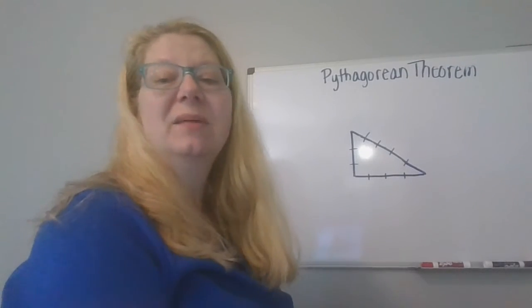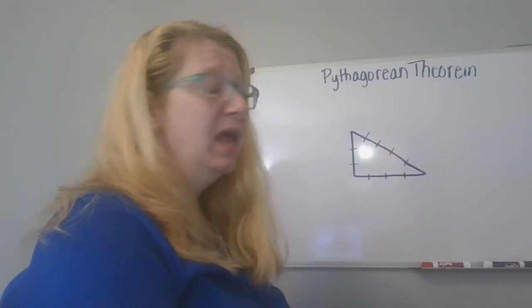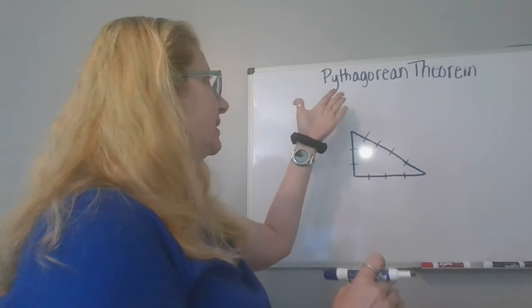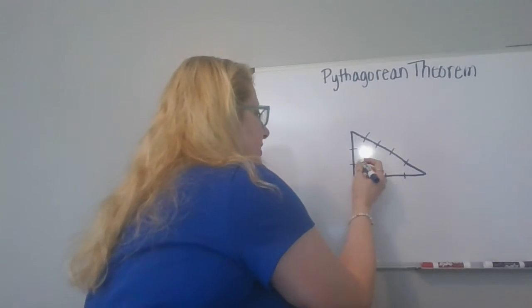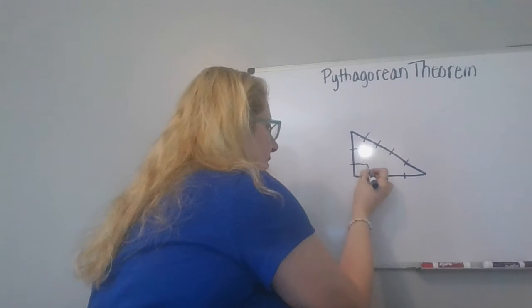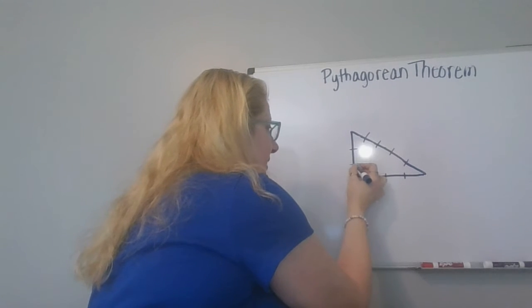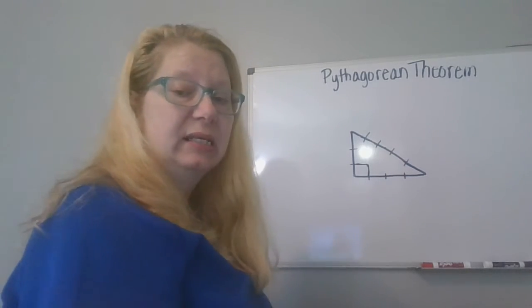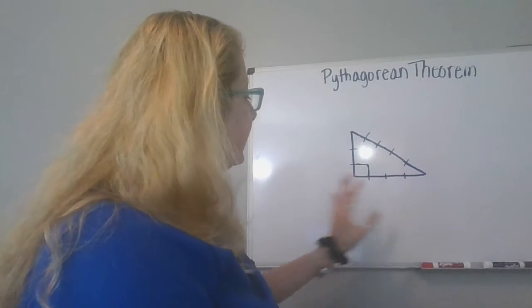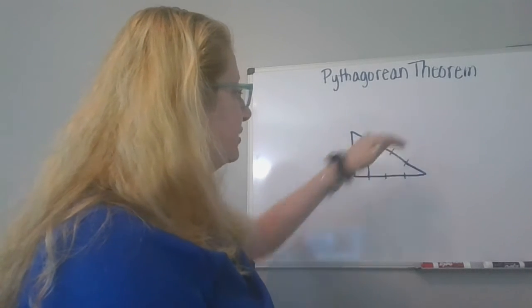Hello, today we're going to talk about the Pythagorean Theorem. Now, the first thing we need to recognize is that the Pythagorean Theorem is based on right triangles. So I'm going to put the square in the corner, and that tells me that this is a right triangle, which means this angle is 90 degrees. So what we want to understand is how these sides relate to one another.